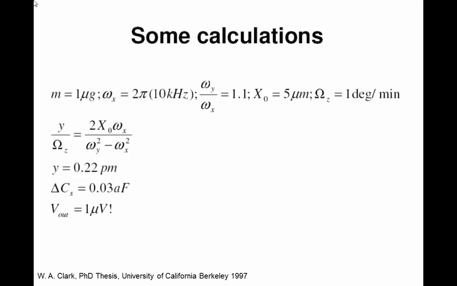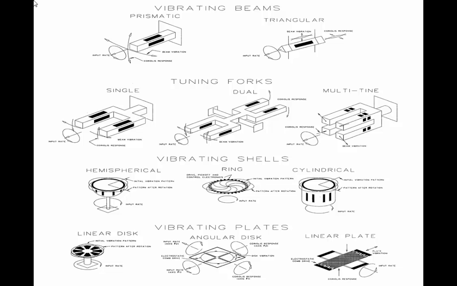So we'll get into mode matching a little bit later on. But in most open loop cases, you operated in a mode mismatch configuration to allow for higher bandwidth measurements. But in fact, most rate gyros are based on essentially that very principle.